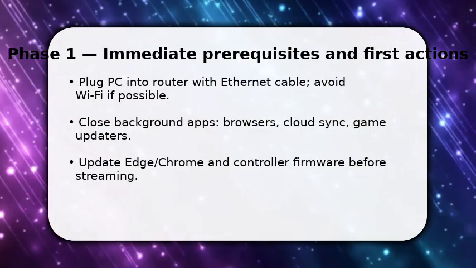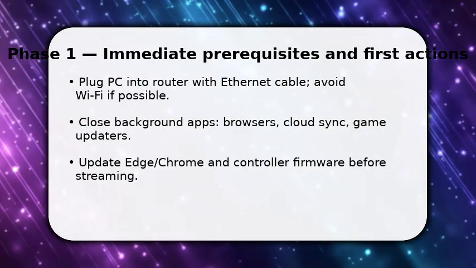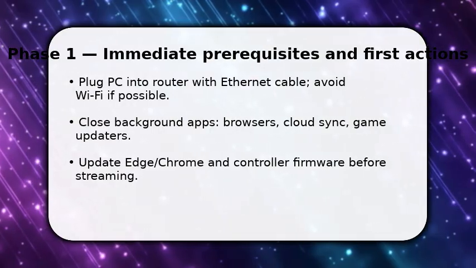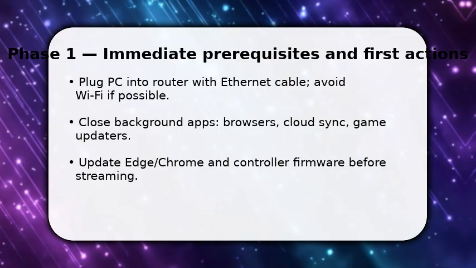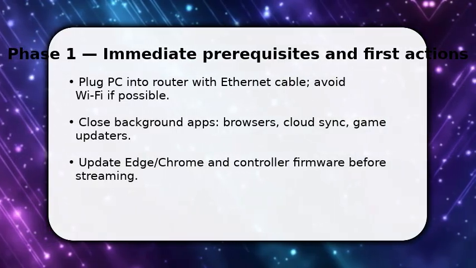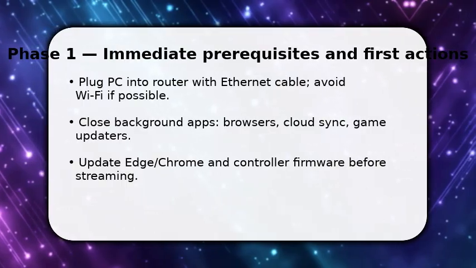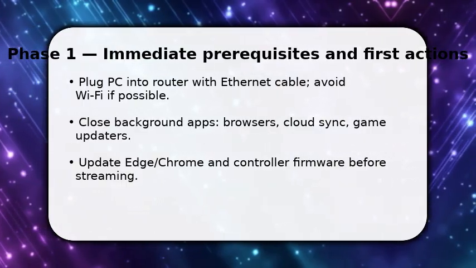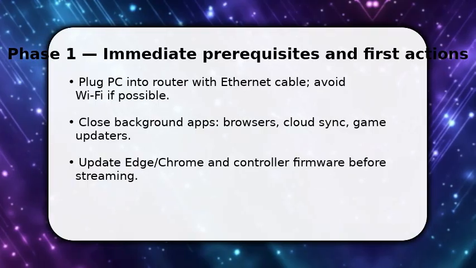Start now by prioritizing your connection. You want a wired Ethernet link because Wi-Fi adds jitter and packet loss. Once plugged in, close background apps to free bandwidth and CPU cycles. Make sure your browser and controller firmware are up to date. Outdated drivers create input lag and micro-stutters.